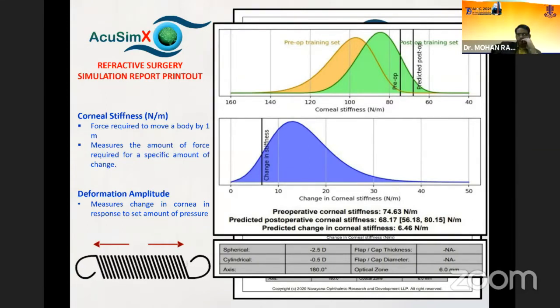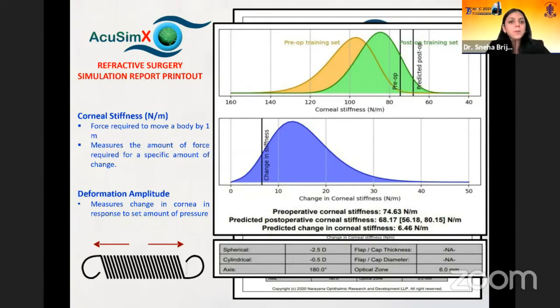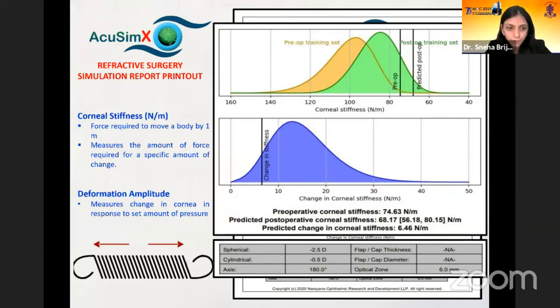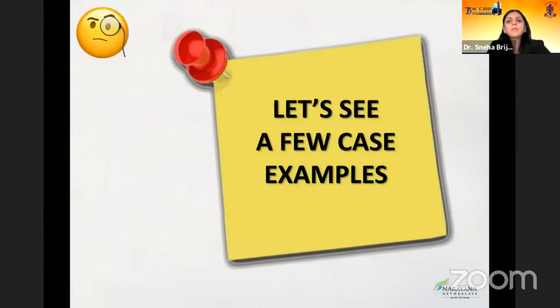All these corneal stiffness values were measured in Newton per meter, which is the force required to move a body by 1 meter. It measures the amount of force required for a specific amount of change and is different from deformation amplitude. Let's see a few case examples.